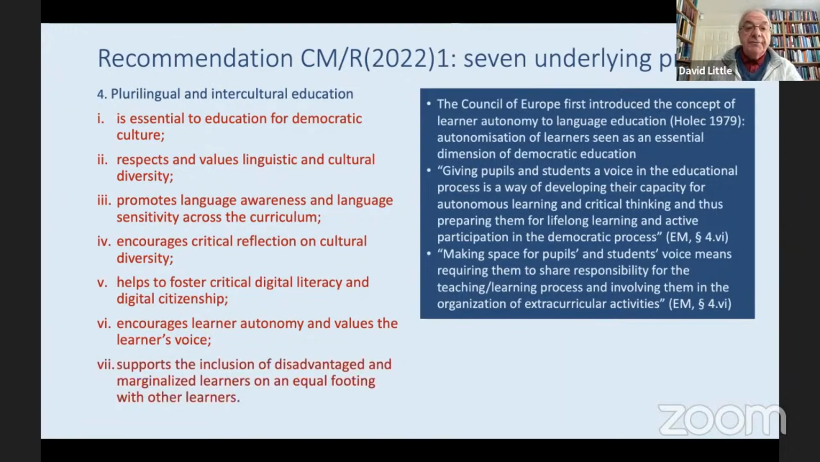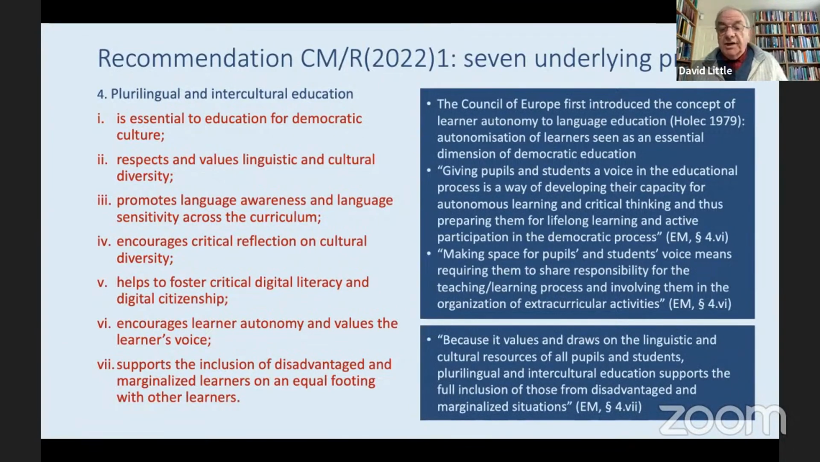Finally, Principle 7, plurilingual and intercultural education supports the inclusion of disadvantaged and marginalized learners on an equal footing with other learners. Because it values and draws on the linguistic and cultural resources of all pupils and students, plurilingual and intercultural education supports the full inclusion of those from disadvantaged and marginalized situations.